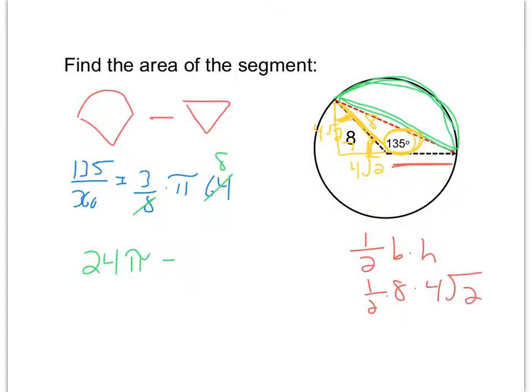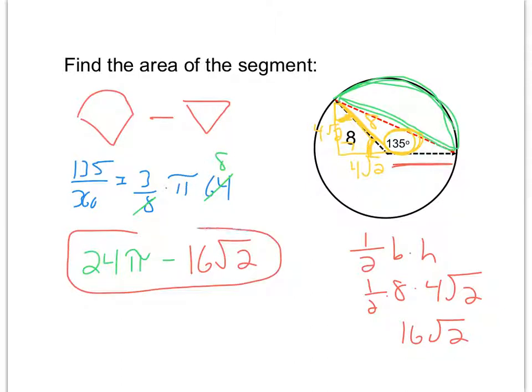So the area of my triangle is 1/2 times 8, which is 4. 4 times 4√2 is 16√2. So I can write that right here. That could be your final answer if you want. If I ask for it as a decimal, your answer is going to be, I'm pulling out my calculator, 24 times 3.14 minus 16 times √2, equals, it's approximately 83.7.